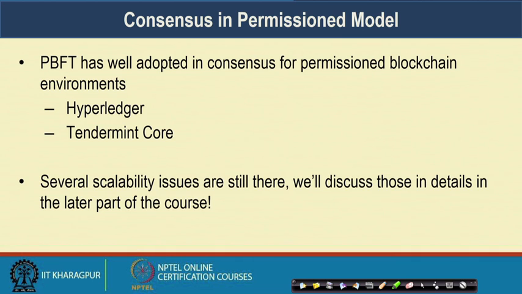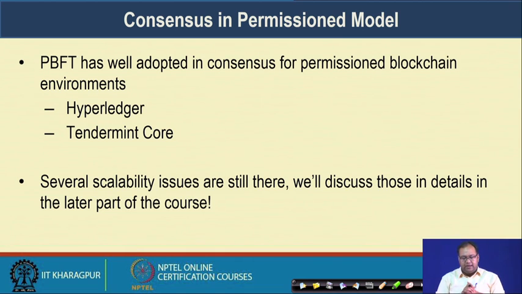Look into the further details of this paper for the theoretical proof of PBFT. As we have mentioned, PBFT has been well adapted for consensus in permissioned blockchain environments like Hyperledger and Tendermint. Many scalability issues are still there, because every node needs to send a multicast message to every other node in the prepare and commit messages. So, the system has a high message complexity, because of which you have scalability issues. In the latter part of the lecture, we will look into the scalability issues in detail and into several optimizations on top of the PBFT protocol which have been adopted by blockchain researchers.